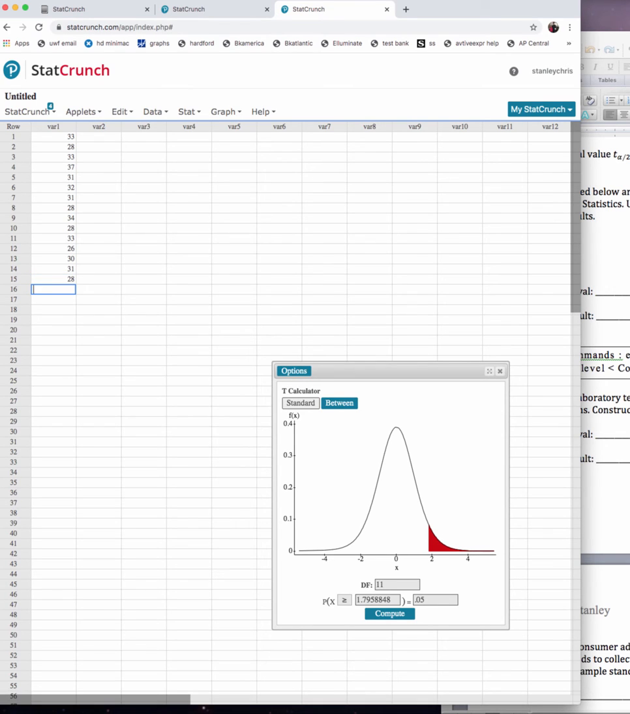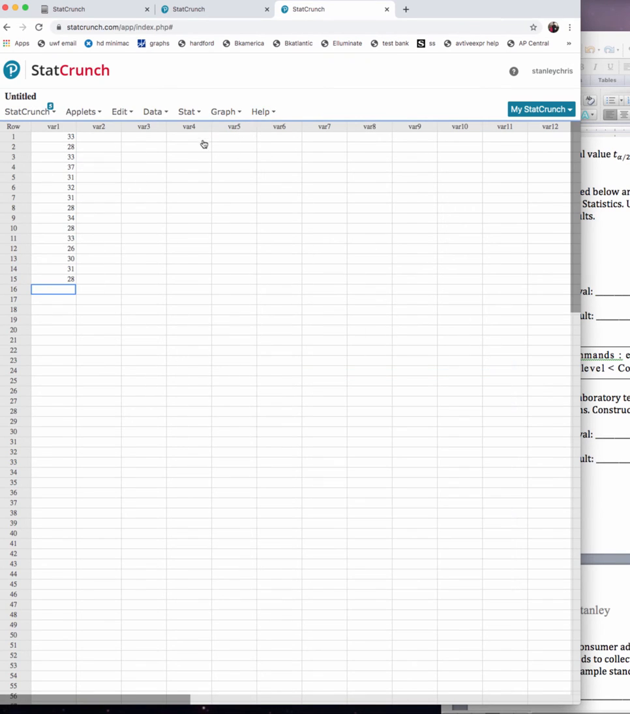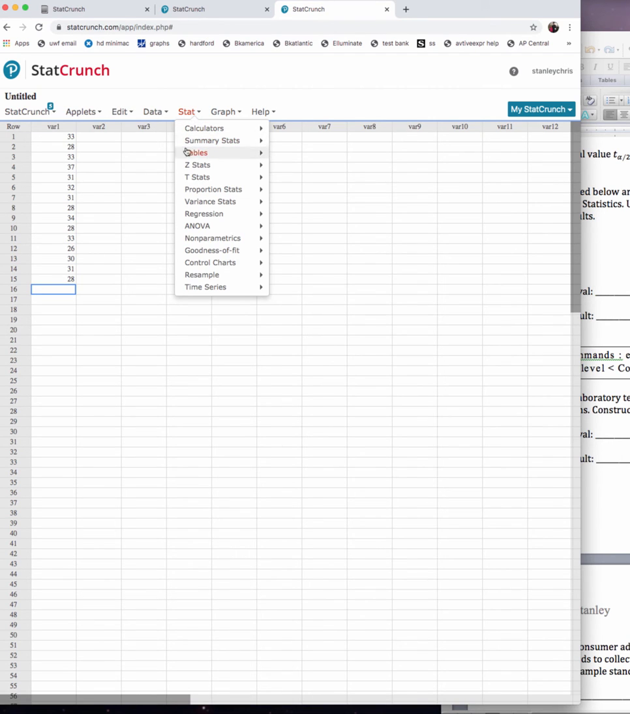Okay, good. I have all 15 in. Now let's go ahead and run the interval. Let me get rid of this guy. To run the interval, we want to hit T-stats, one sample. Now in this case, we actually have the data in.